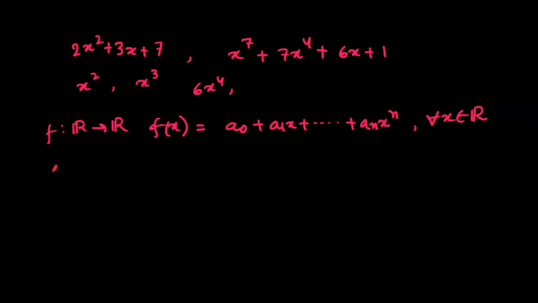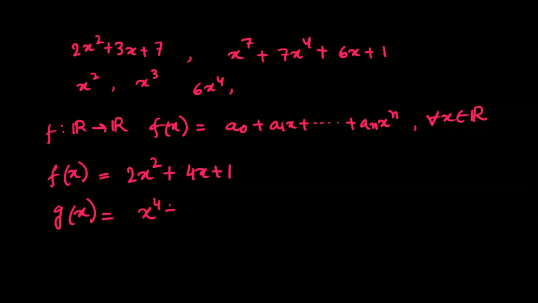I can give an example like this: f(x) = 2x^2 + 4x + 1. This is a polynomial function. Another example we can give is g(x) = x^4 + x^3 + x + 1. This is also a polynomial function.